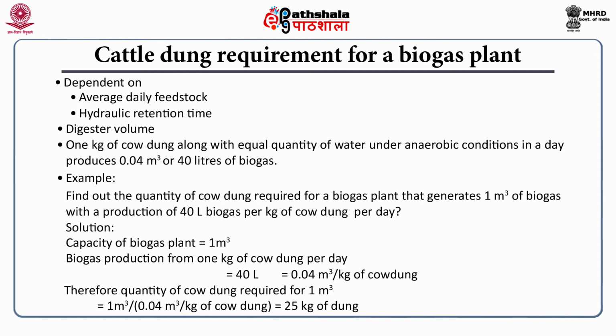Therefore, the quantity of cow dung required for 1 cubic meter is equal to 1 cubic meter divided by 0.04 cubic meter per kg of cow dung. We get 25 kilogram of dung. So, the cow dung which is required for 1 cubic meter of biogas production is 25 kilogram.